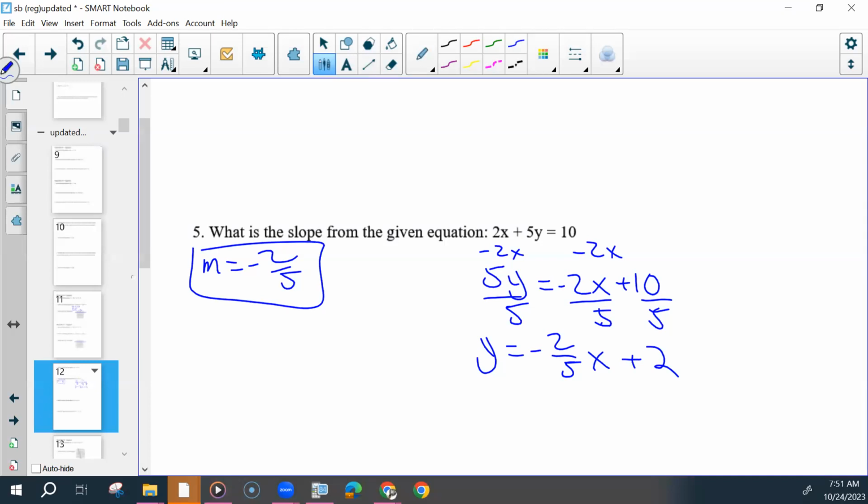Now, if it had asked for the intercepts, then you could have put 0 in, solve for one, put 0 in the other one, and then solve for the other. So make sure you're keeping those straight, especially for your quiz and test coming up next week. Other questions on that one?